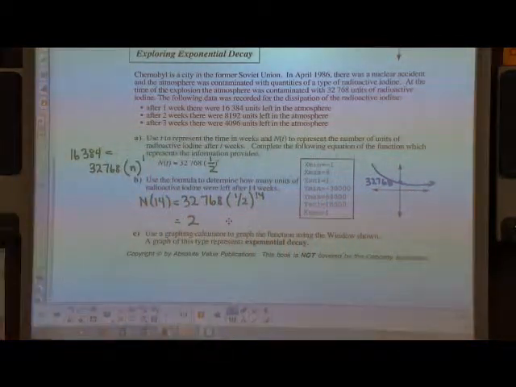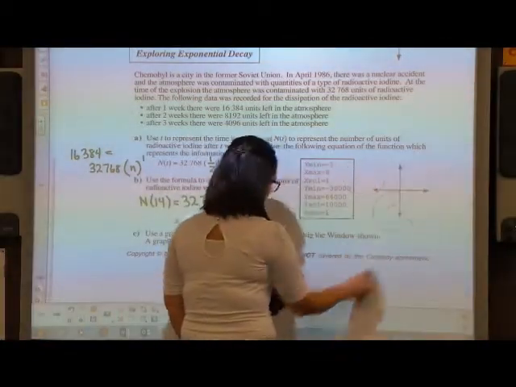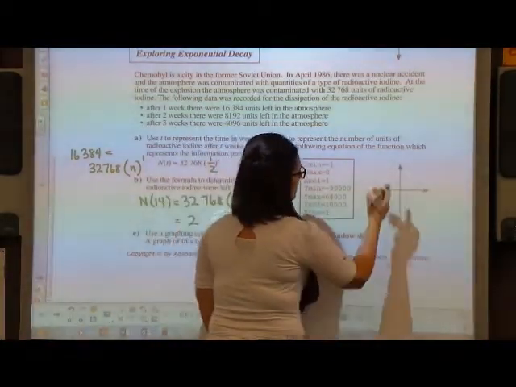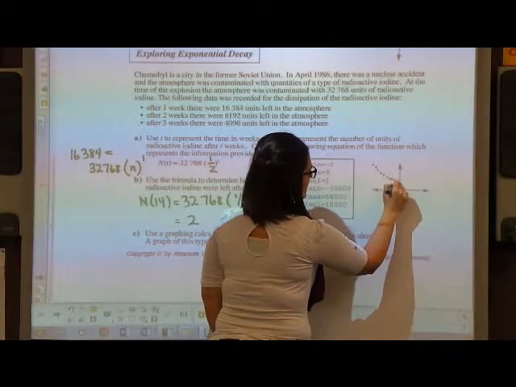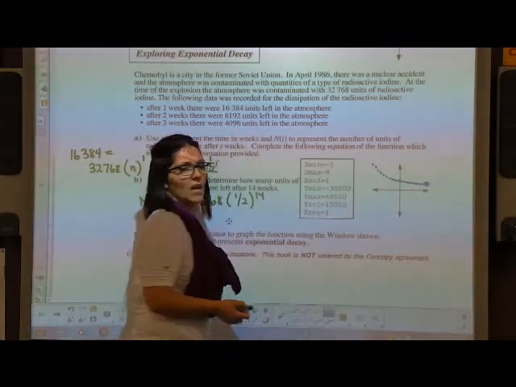This is considered exponential decay. Decay because it's getting smaller. And I guess actually when I draw this in, why would I put this part of the graph as dotted lines?